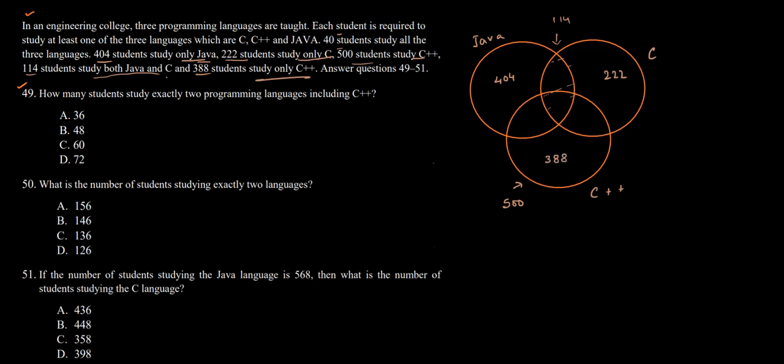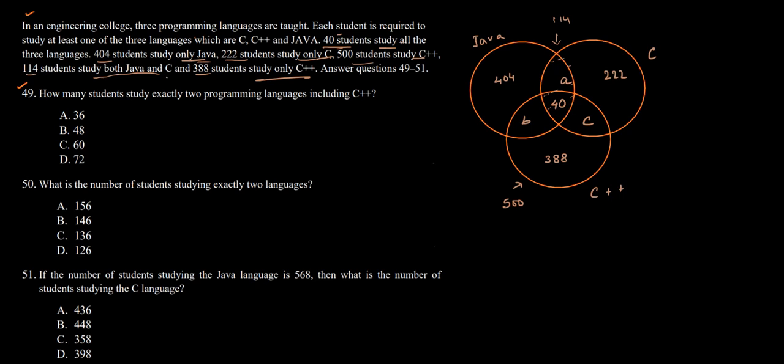And so first also we can represent here 40 students study all the 3 languages. So the common place of all the 3 languages is this part, so we will write 40 over here. Now we do not know individually whether Java and C only, or C++ and C only without Java, or else this C++ and Java only without C. So we don't know these parts, so we will represent them as letters A, B, and C. So this is A, this is B, and this is C.